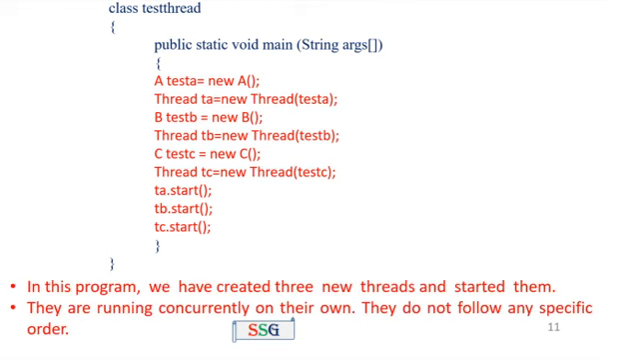So already we know that they are running concurrently. That means all the threads are running in a concurrent manner. They do not follow any specific order. But for example, thread A prints the value i equal to 1 to 5 and exit from A. Thread B prints the value j equal to 1 to 5, exit from B. Thread C prints the values k equal to 1 to 5 and exits from class C.